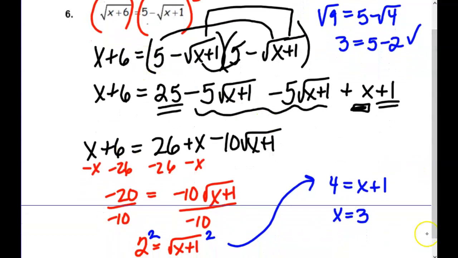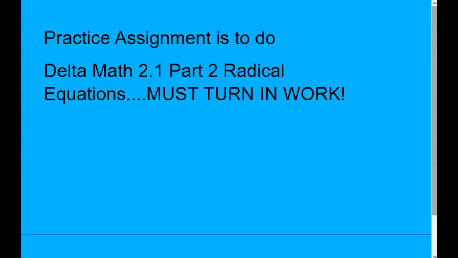I think that's everything that I have for examples. You can do it on the calculator. It is possible that on the quiz there is going to be an extraneous solution, though. I'm not saying there has to be, but there could very well be one.